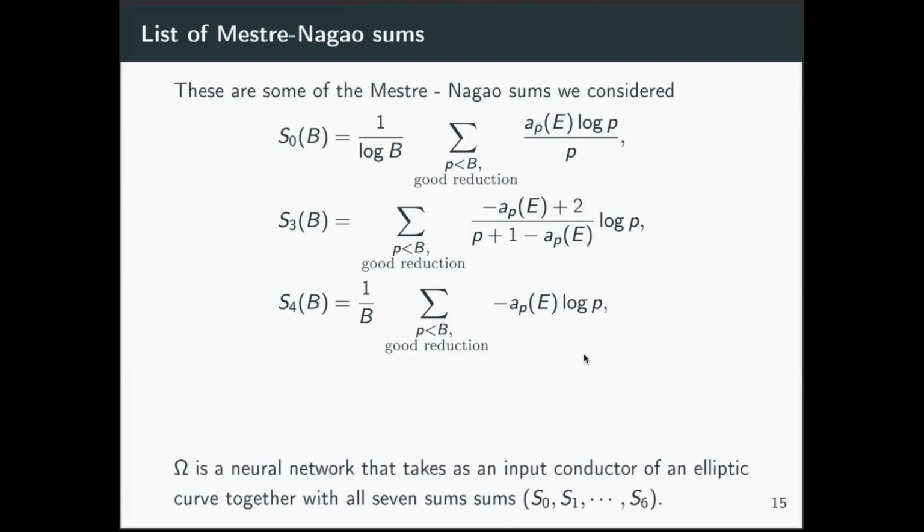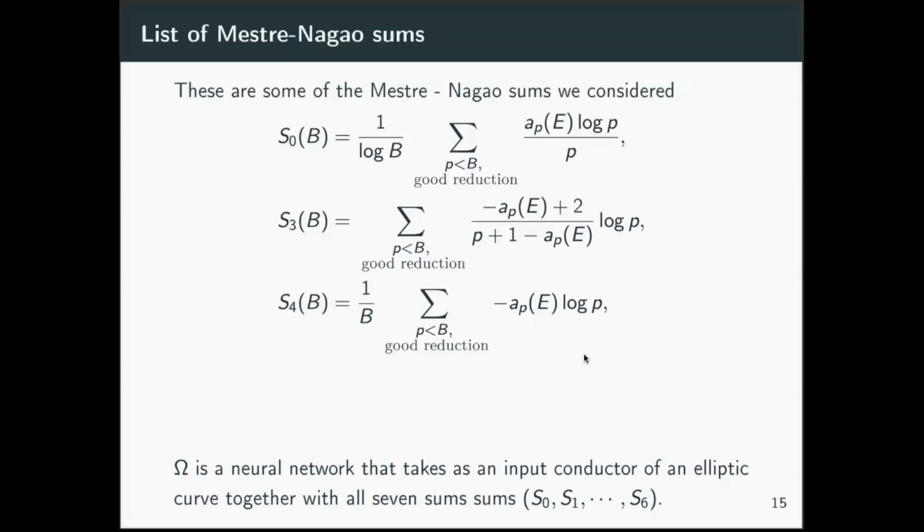We fix 3 values for B, so 1,000, 10,000, and 100,000. I'll talk later more about the training process, but we fixed B because in that way we fix the number of inputs to the neural networks, and then we can train the neural network. But as you choose larger B, you have a better classification quality.